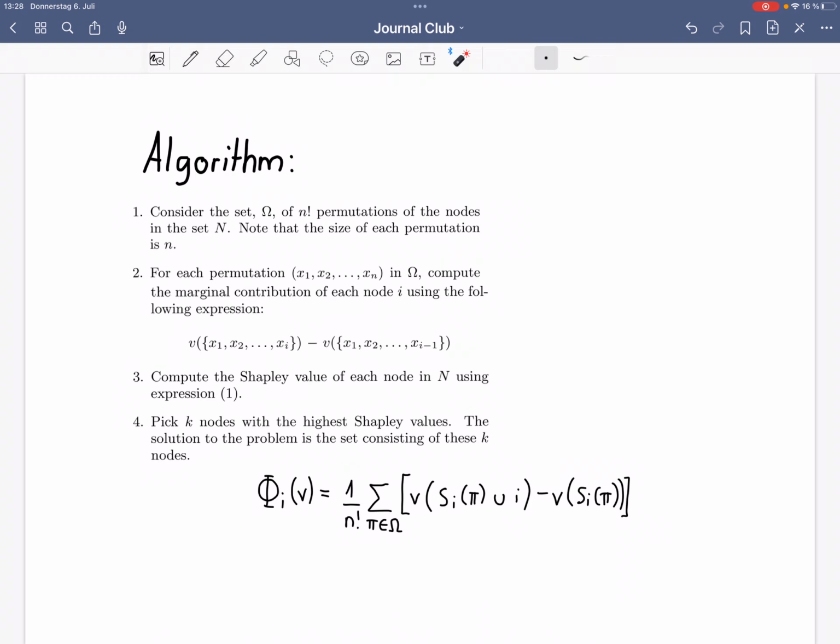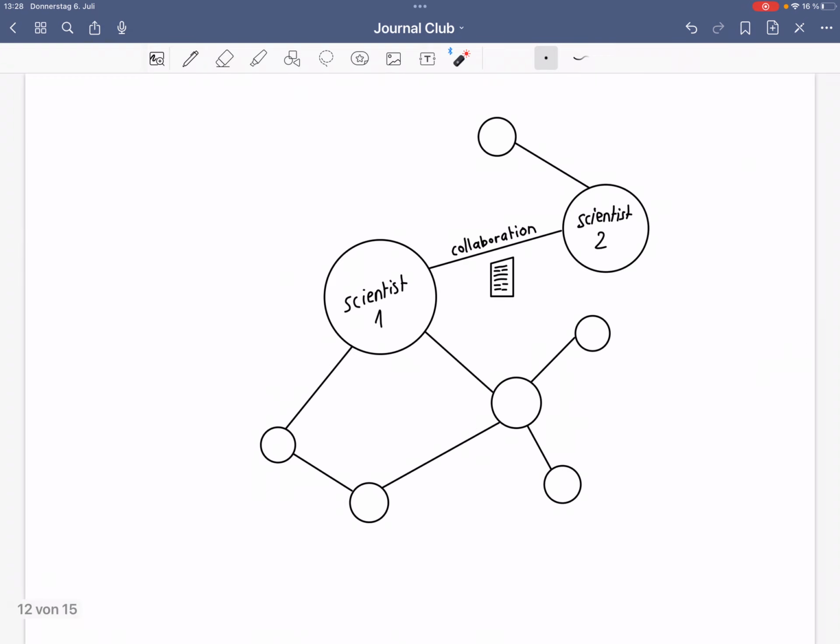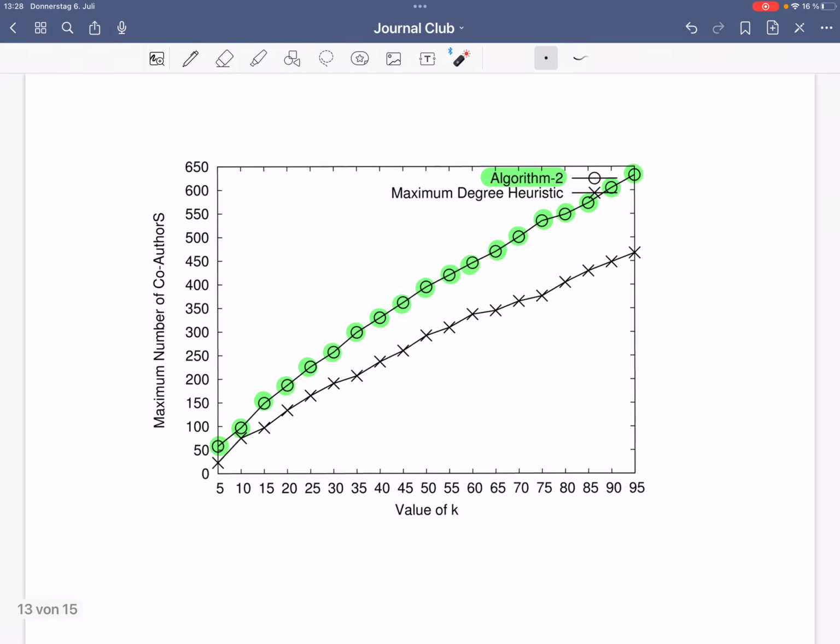In the end, the authors test their algorithm on a network of collaborating authors, where a node corresponds to a scientist and a link between 2 scientists indicates that they have written at least one paper together. The authors compare their results to the performance of the maximum degree heuristic, and as you can see, the result is great. They have used a second, more efficient algorithm here, where they apply the same procedure as I have shown you, but with a randomly sampled subset of permutations instead of all permutations.